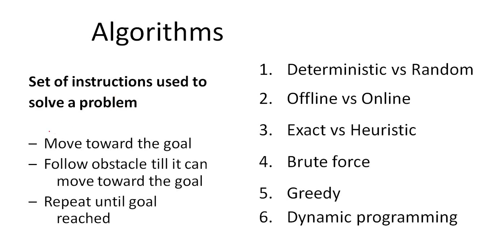This is the simplest example of an algorithm. It might be pseudocode also. I mean, it's not an actual programming language, but only some kind of instructions to show how the algorithm works, how actually the programming code works. So the instructions can be: move towards the goal, follow the obstacle, and repeat the task. So this is a simple example of an algorithm.